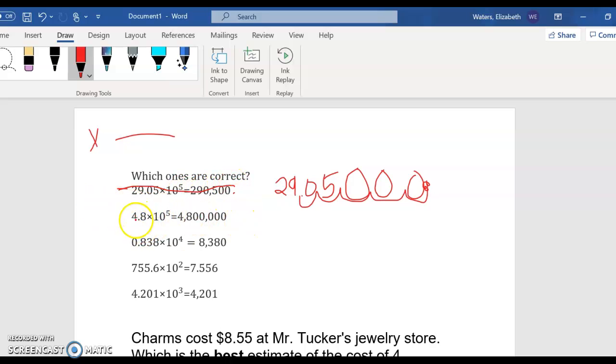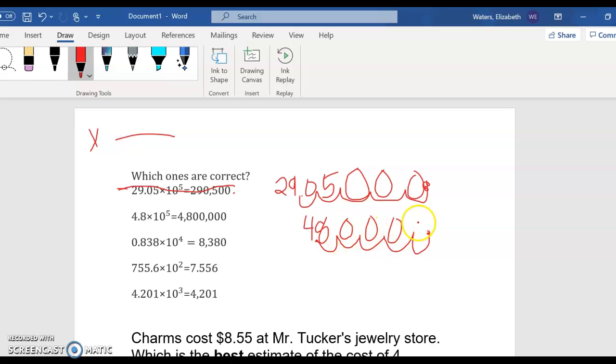So let's look at the second problem. It says 4 8/10 times 10 to the 5th power. Again, we are going to move the decimal 5 times because of the exponent, and we're going to move it to the right because you're multiplying. So let's try that. 1, 2, 3, 4, 5. My decimal goes here. I put zeros in the empty spaces.